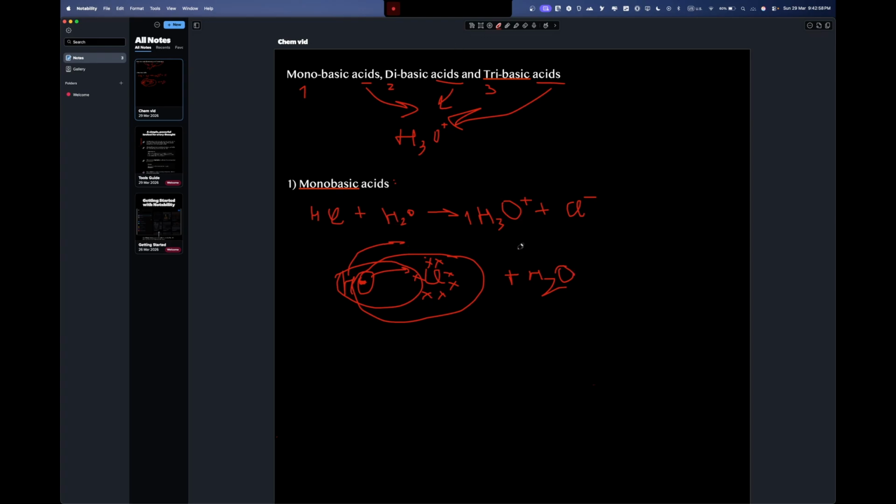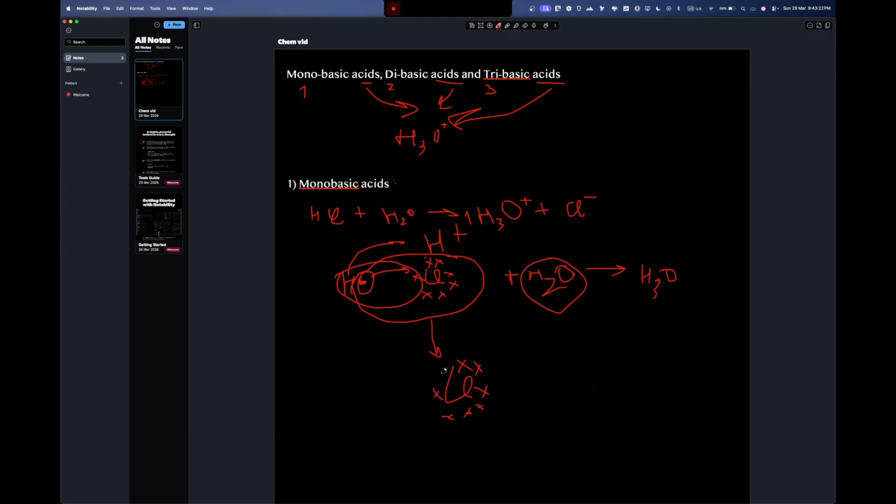This H+ is going to combine with this H2O to form H3O+. Isn't that great, guys? This is going to be H+. This right here is going to become something like this: Cl, with crosses. Wait for it.